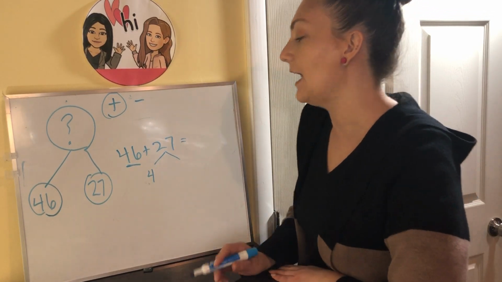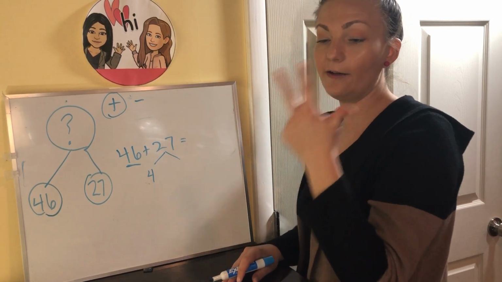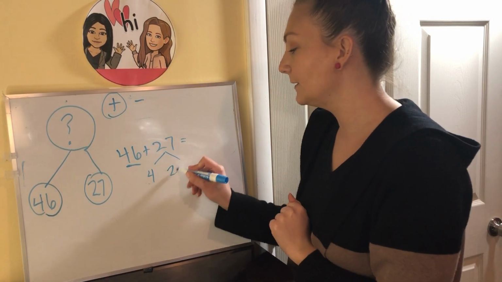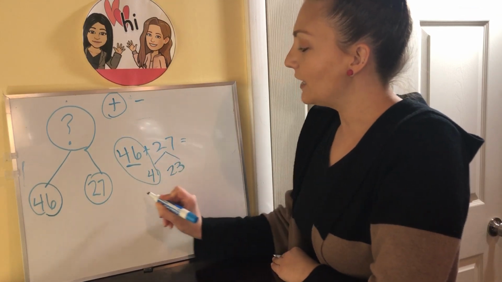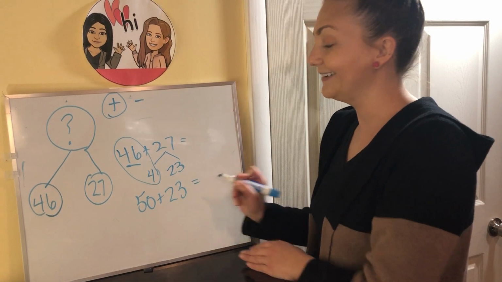If I do that, how many's left? I'm going to do 27 and take away 4. 27, 26, 25, 24, 23 are left. So now if I add these two together, I get 50. And now I just need to add 23.